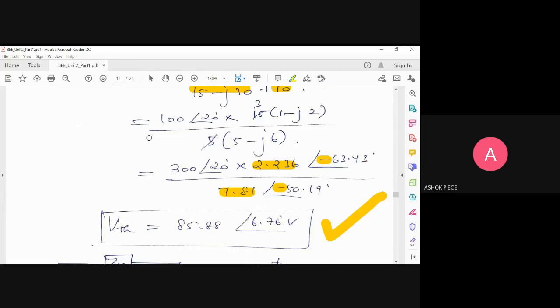We never use radians mode in our problems. We always use degrees mode. If the question is asked in radians also, you do everything in degrees mode, and finally convert degrees into radians. That should be the last step of the answer, okay?